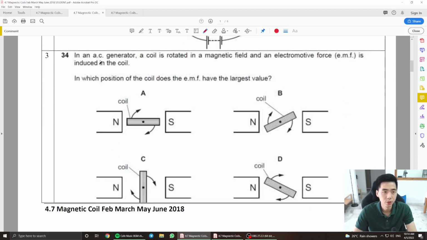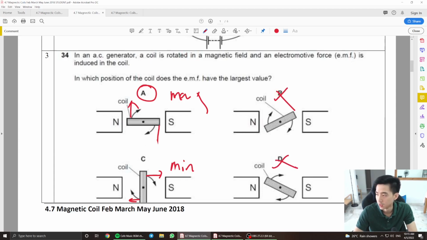Then going to the next question, in an AC generator, a coil is rotated in the magnetic field and an EMF is induced in the coil. In which position of the coil does the EMF have the largest value? This is basically an AC generator. And AC generators will produce the greatest EMF when they are cutting perpendicularly against the magnetic field. This here will be the maximum. At this instance here, it is moving parallel with the magnetic field, so this is the minimal. Everything else is in between. So A is the obvious answer in this question here.